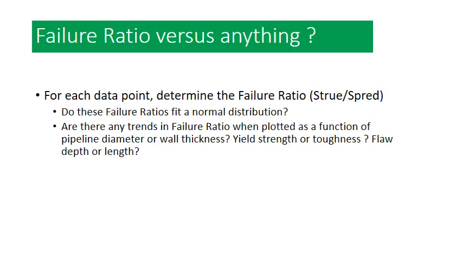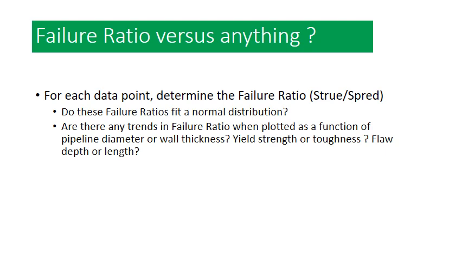Now, I've decided to do a little study to see, even more, whether this is mathematically legitimate. For each one of those data points, I've determined a failure ratio, and I want to ask: do those failure ratios fit a normal distribution? So I took all those 300 data points and put them in order of lowest failure ratio, meaning the most unsafe prediction, all the way up to the highest failure ratio, meaning the most overly conservative.